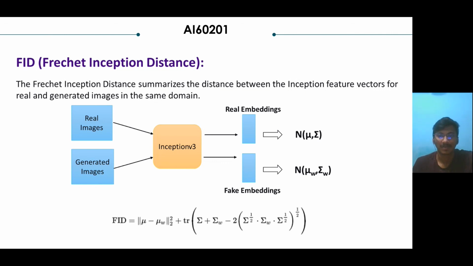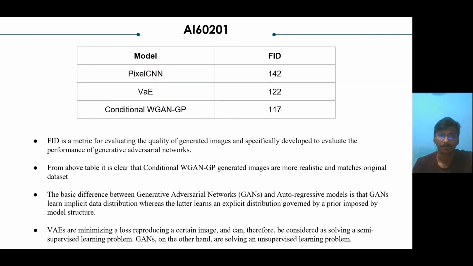Using the mean and covariance matrix of the corresponding distributions of real and fake embeddings, we will calculate FID as mentioned in this formula. The lower the FID, the more realistic the images are. So if you see, conditional GAN has the least FID, almost the same as VAE, while PixelCNN has the highest FID.